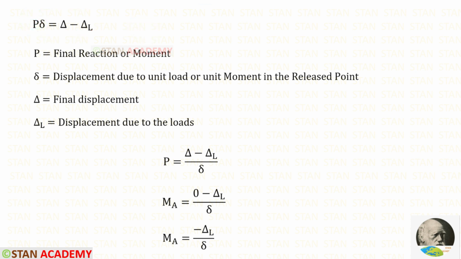We can take delta on the other side. It will come in the denominator. We know that P is MA. At point A, there is no rotation, so delta will be 0. Delta L is the displacement due to the loads. Here the displacement is the slope.